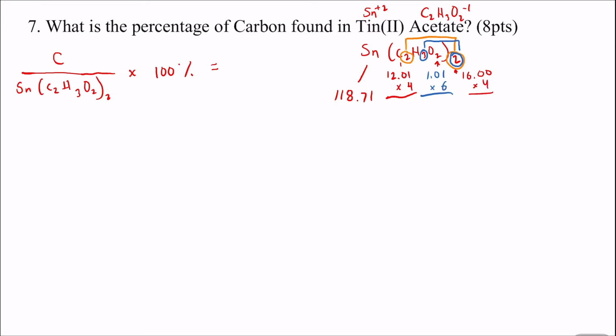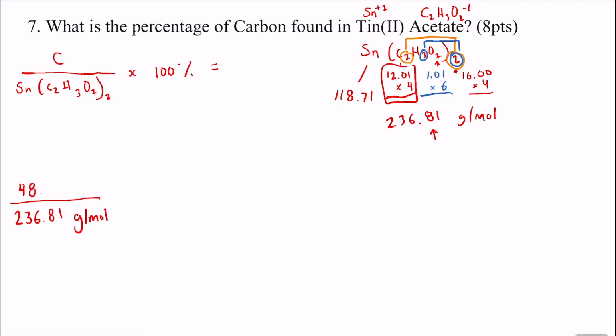Okay, so once we do all of this math, we're going to get a molecular mass of 236.81 grams per mole. And then in our class, we're just rounding to 2 decimal places for all of our molecular masses. All right, that's what goes on the bottom here. And then on the top is just the carbon part of it. So that's this part, the 12.01 times 4, which is going to give us 48.04 grams per mole.